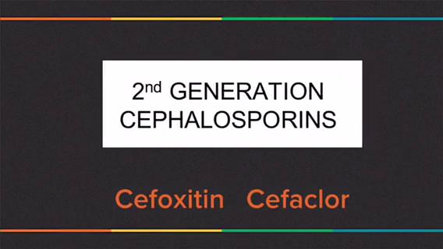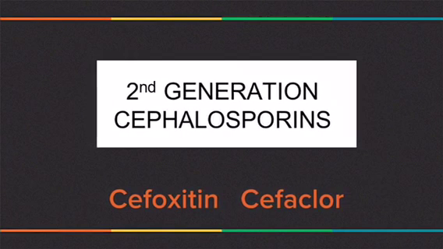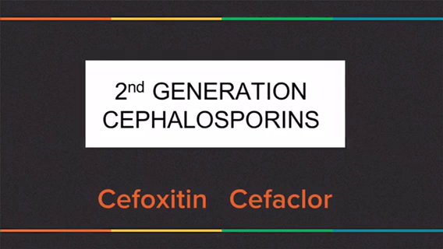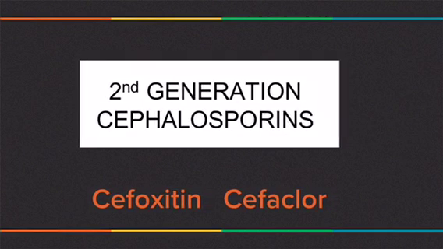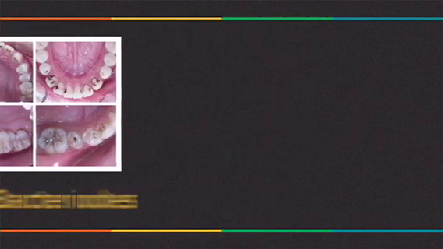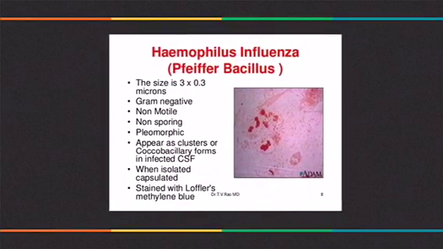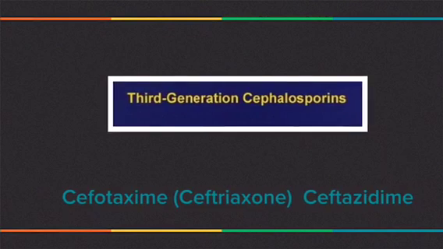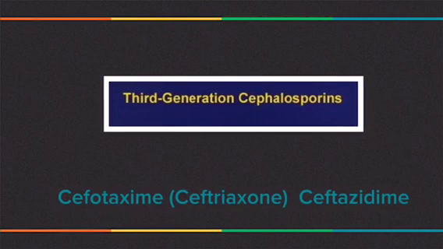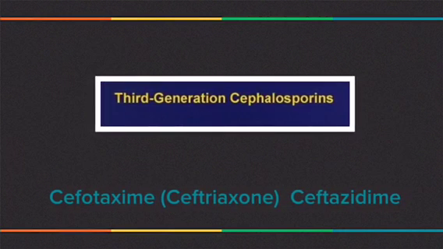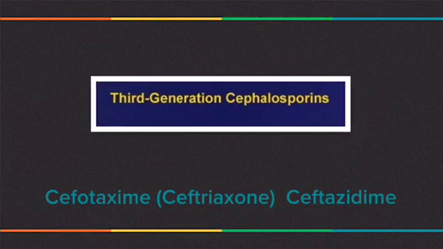Cefoxitin and cefaclor are examples of second generation cephalosporins, and the sensitive organisms are: number 1, oral bacteroides, and number 2, Haemophilus influenzae. Cefotaxime and ceftazidime are examples of third generation cephalosporins.